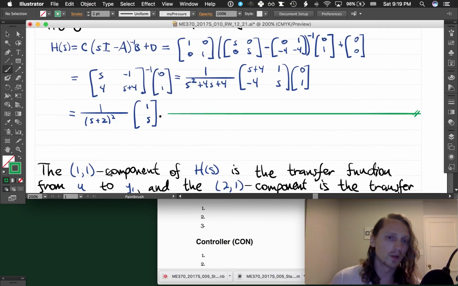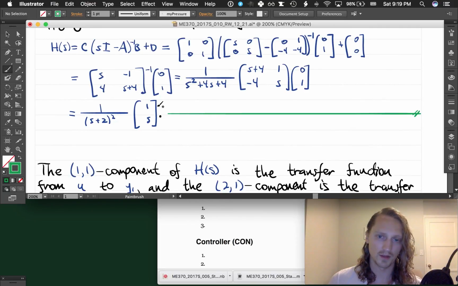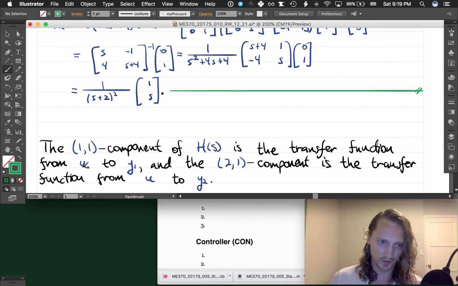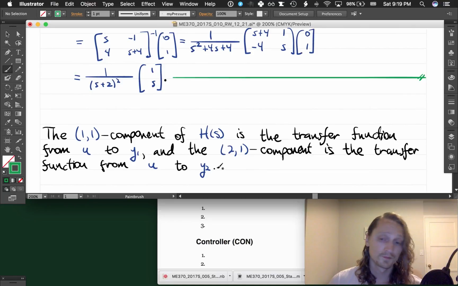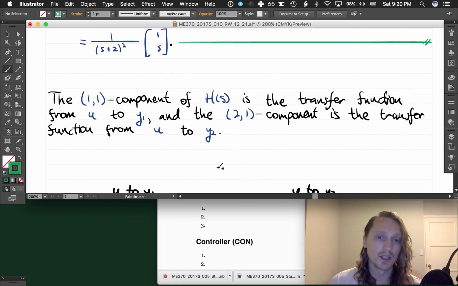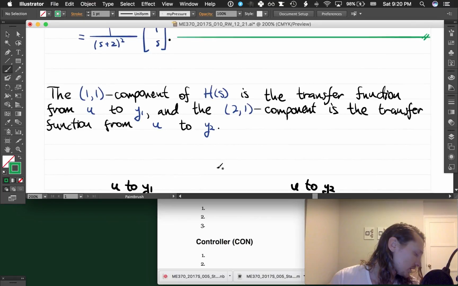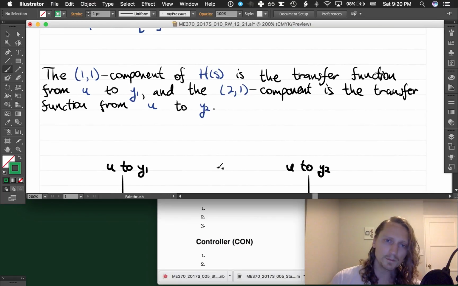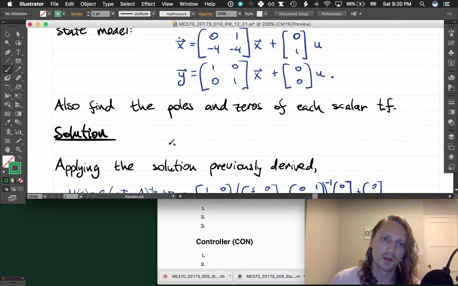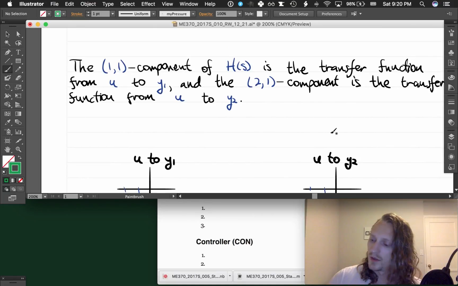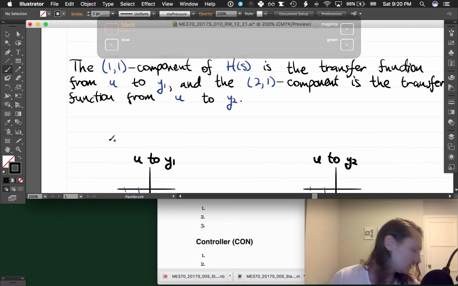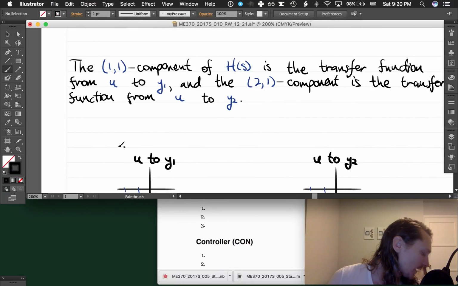The 1 component of H(s), as I said, is the transfer function from u to y1, and the 2 component, like I just said, is the transfer function from u to y2. So that's convenient, we have both of those. Now we're also asked to identify the poles and zeros of each scalar transfer function, so let's go ahead and do that.